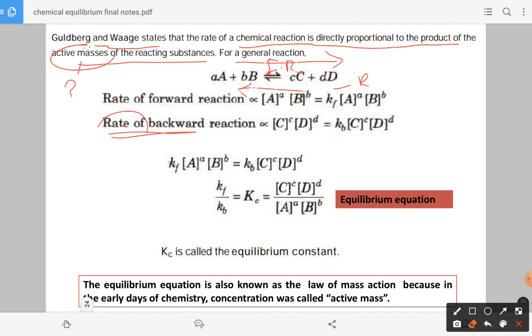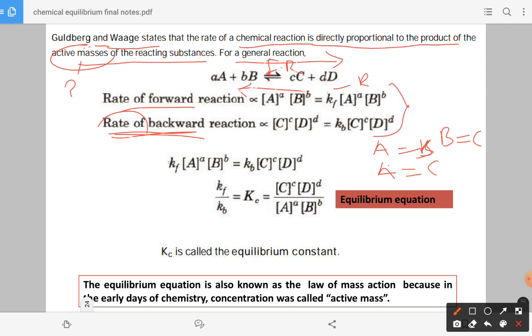Now if you go further, both are expressing the rate of reaction only. As you know very well, if A equals B, and A equals C, then we can write B equals C. So here we are writing the rate of reaction for both, and I am going to equate both of them.